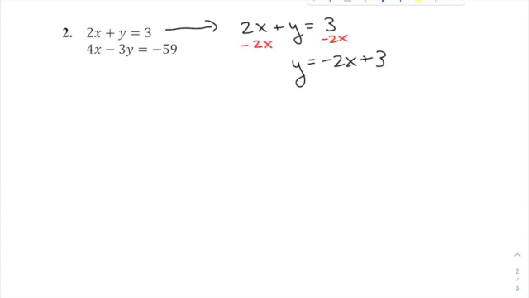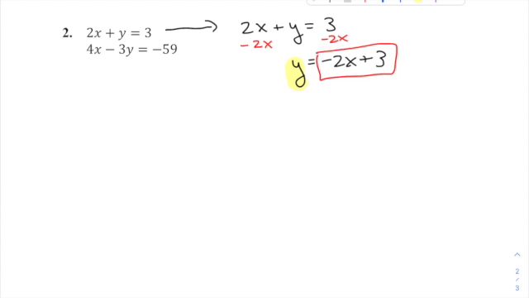And it should be said that you could use substitution by isolating either variable in either equation. If you were to isolate x, for example, in this equation, you'd have to subtract y and then divide by 2, and then you're going to get some fractions. It's not that you can't deal with fractions, but it just makes things a little messier. So my goal is to try to avoid them. So I've got y all by itself now, and y is equal to negative 2x plus 3.